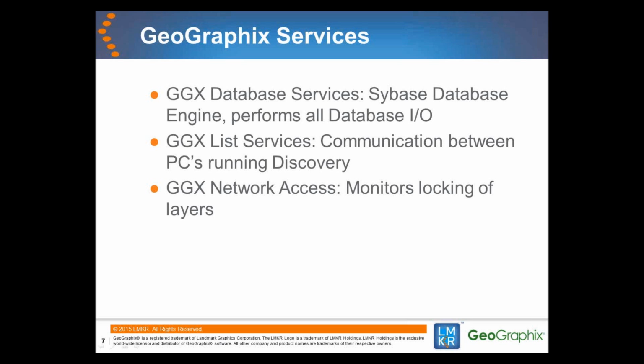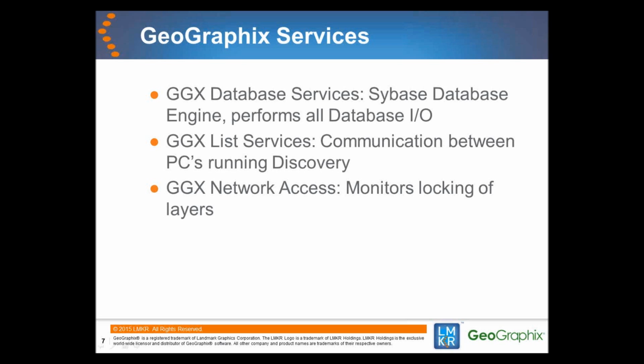The second service is the GGX list service. This basically handles all communication between the Discovery software installed on all the PCs in your network. It monitors the file system of the project home. So for the project server, it's going to be watching everything that's going on in that project home, and whenever any user makes a change, it broadcasts that change to the other PCs, the user workstations. So when one user creates a new map or layer, it instantly notifies all the other workstations that the new project element is there.